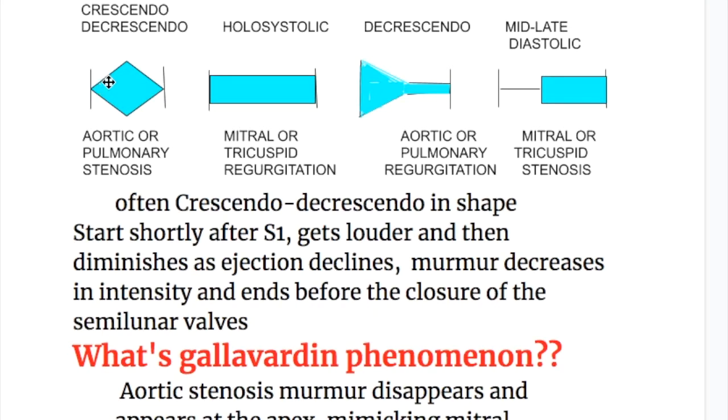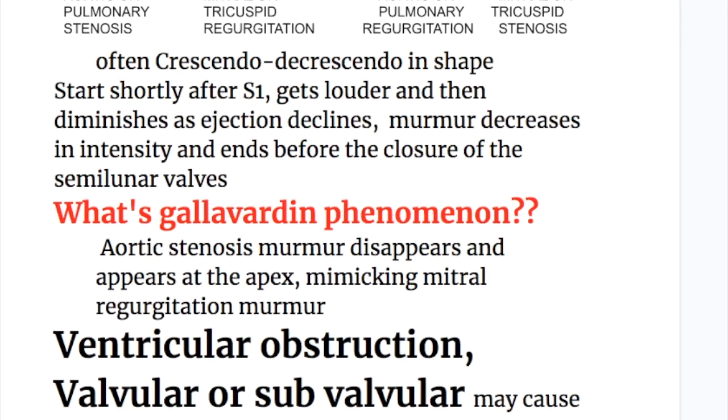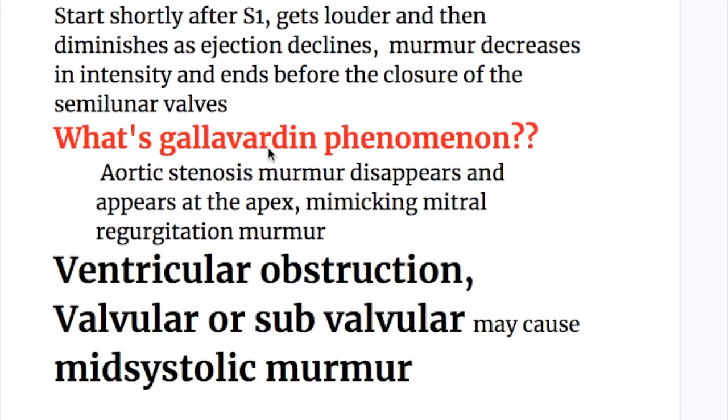Often crescendo-decrescendo in shape, they start shortly after the first heart sound, get louder, and then diminish as ejection declines. The murmur decreases in intensity and ends before the closure of the semilunar valve, or before the second heart sound. What's Gallavardin phenomenon? The aortic stenotic murmur disappears from the right second intercostal space and appears at the apex beat area, mimicking mitral regurgitation murmur. This is known as Gallavardin phenomenon.